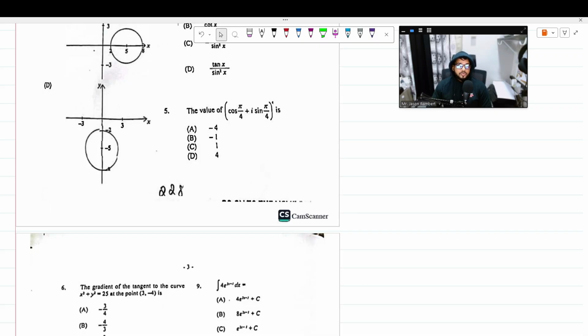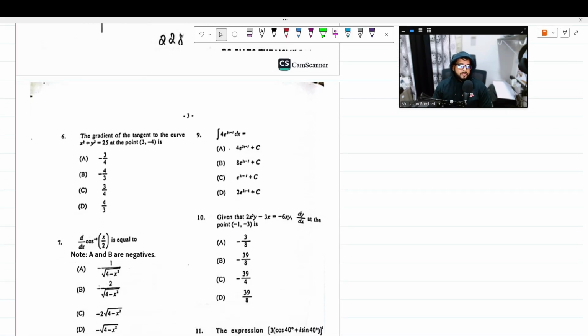The value of... so far we are 5 for 5 in terms of repeats. Plug in the 4 using De Moivre's theorem. Cos pi plus i sine pi. Cos pi is minus 1. Sine pi is 0. Answer is minus 1. We are 6 for 6, sorry, for repeats.